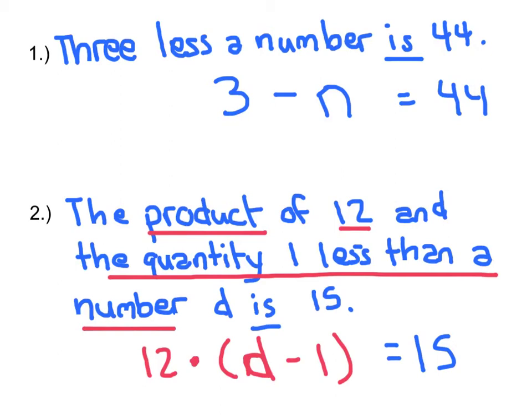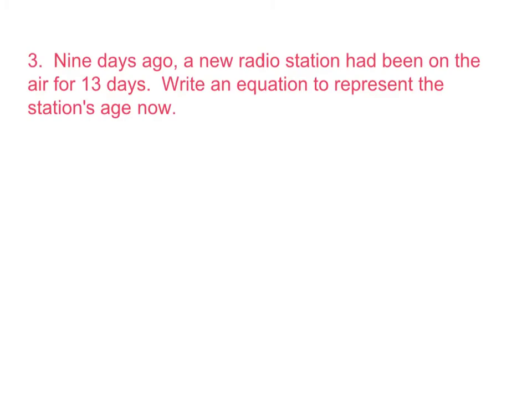Okay, on to our third practice problem. For this one, you will be writing your response in the online form, and you will get the answer tomorrow in class. I want to see your understanding of what this says and how you would translate it. Practice problem number 3. You do not need to write the sentences down, but it says, 9 days ago, a new radio station had been on the air for 13 days. Write an equation to represent the station's age now. So go ahead and write an equation to represent this problem, and we will check the answer as a class tomorrow.